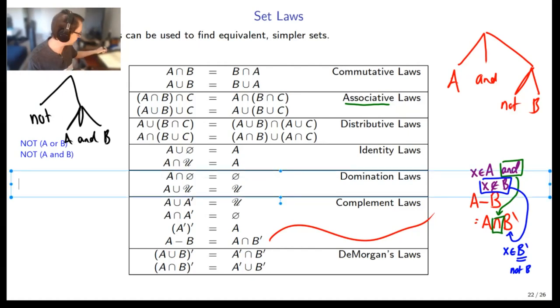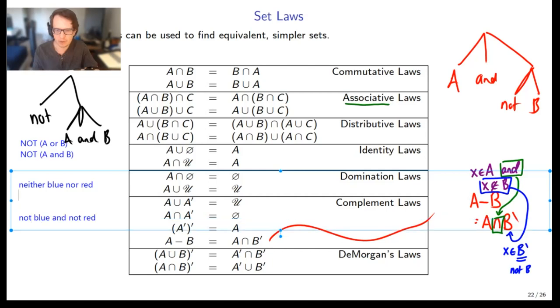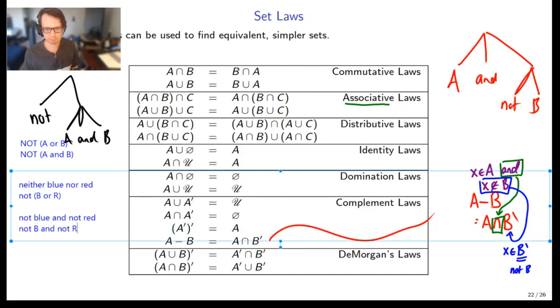So let me give you a sentence example. If I say something is neither blue nor red, this is perhaps a better way to phrase this. What this means is that something is not blue and not red. So this is equivalent to the structure of not B or R, and what I've converted it to is an equivalent phrase of not B and not R. So this is an example with natural language that expresses De Morgan's law. Neither blue nor red is the same thing as saying it's not B or R, and I've changed it to something equivalent in natural language that says it's not B and not R.